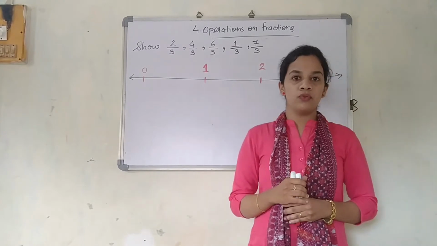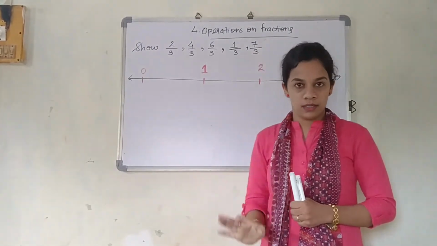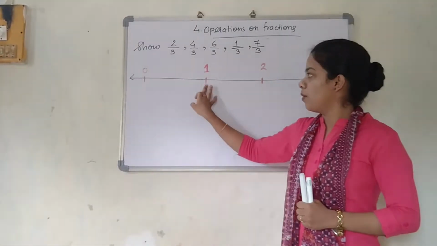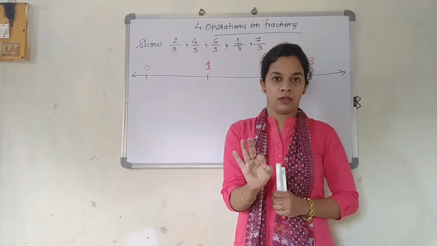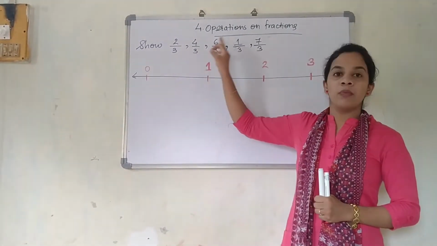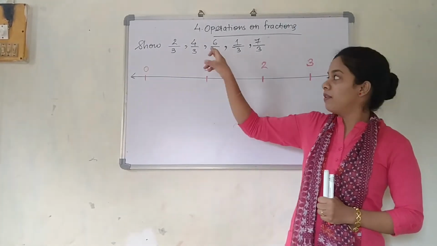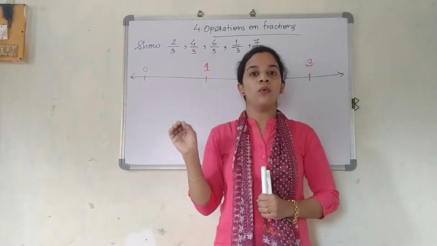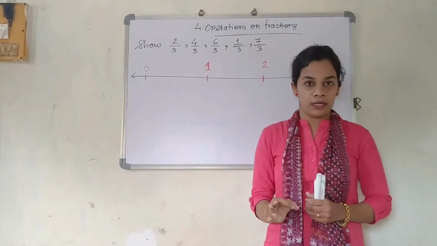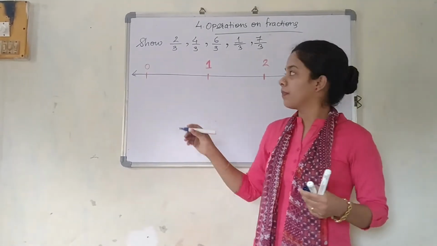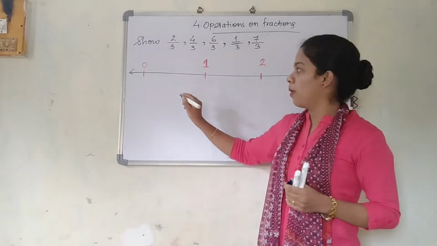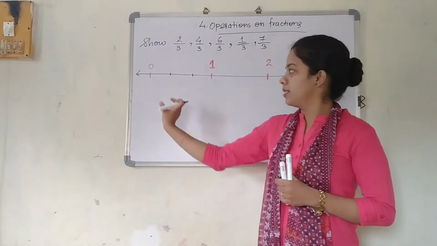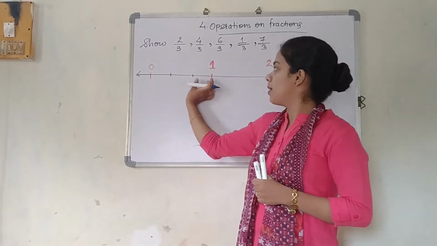So what are we supposed to do? They have told the denominator is 3. So our work is to divide 0 to 1 into 3 equal parts. Observe the denominator, how much is it? 3. Everywhere it is 3. So we are going to divide 0 to 1 into 3 equal parts. How? Just see. From 0 to 1 into 3 equal parts: 1, 2, and this one is 3. You can see this is one part, this is the second part and this is the third part.